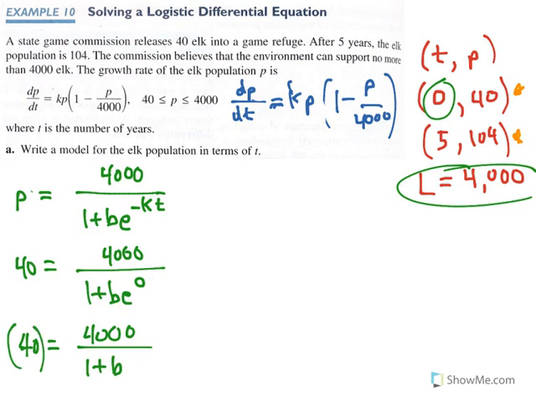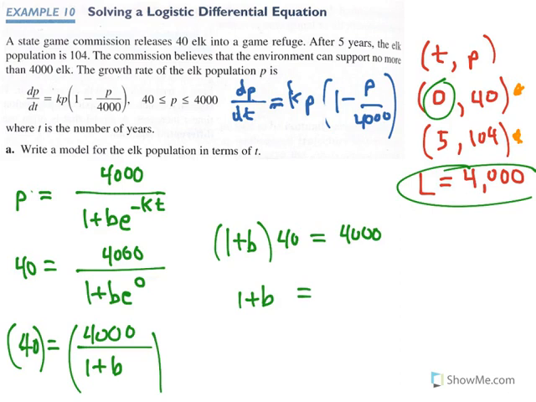Multiply both sides of this equation by 1 plus B, and I get 1 plus B times 40 is equal to 4,000. Divide both sides of the equation by 40, and I get 100. So B is equal to 99. So I know B is 99.